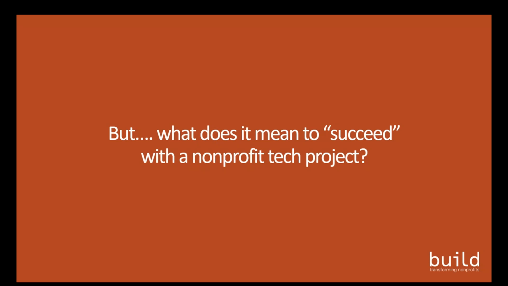But what does it mean to succeed with a nonprofit technology project? Well, Build defines success in tech projects as achieving the intended benefits, not just in the short term, but for however long that intended benefit was to last. A project is a failure when it doesn't realize the intended benefits. So as an example, if your organization implements a new donor relationship management or CRM system for the primary purpose of increasing revenue, and revenue does increase, then the project would be considered a success. If it does not increase, the CRM project is generally considered a failure.